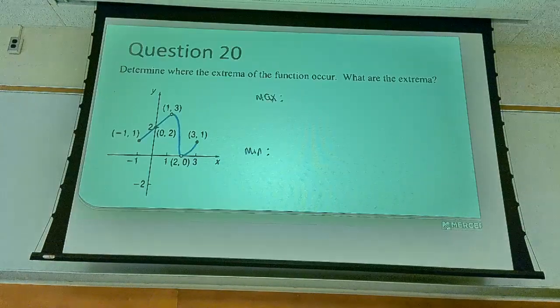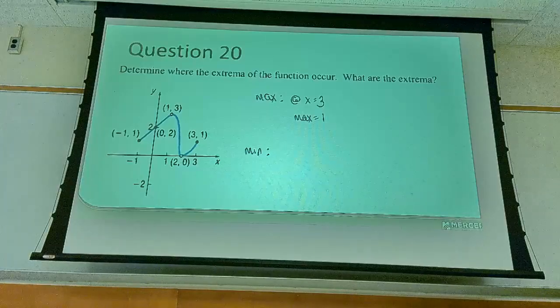Maxima here. Occurs at x equals 3, with a maximum of 1. X equals negative 1. What value? That would be a minimum though, right? Yeah, for minimum, I thought.